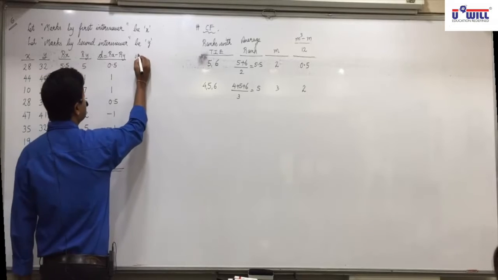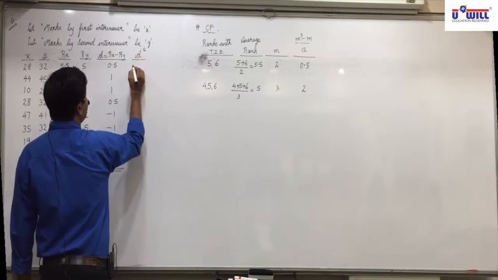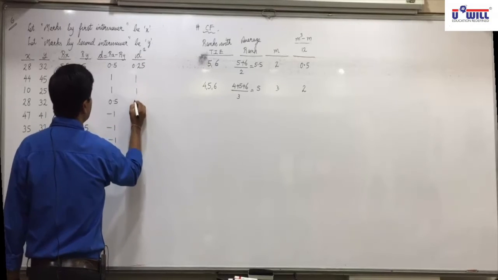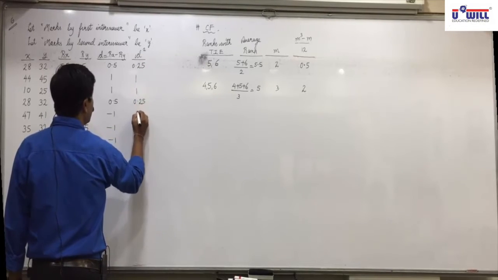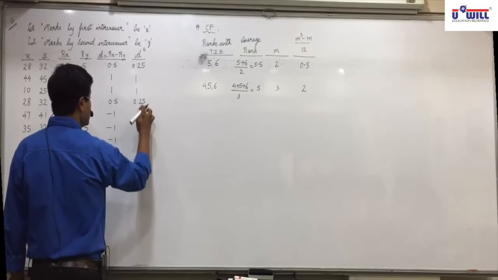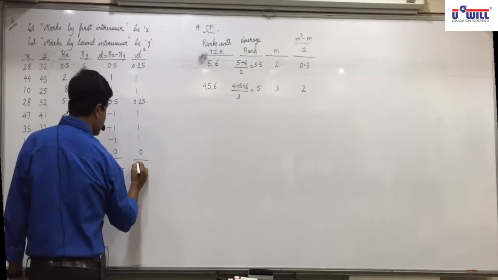Now what we need is D square. 0.5 square, 0.25, 1, 1, 0.25, 1, 1, 1, 0. So 1, 2, 3, 4, 5.5.